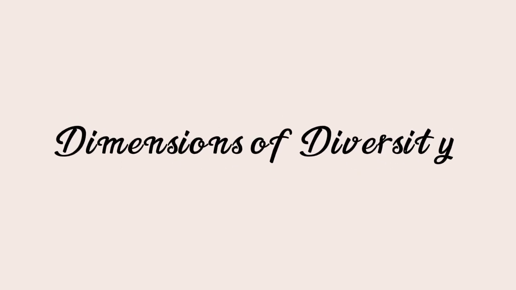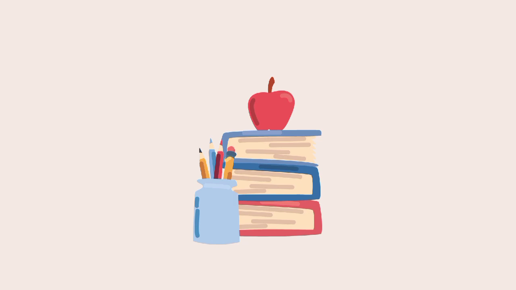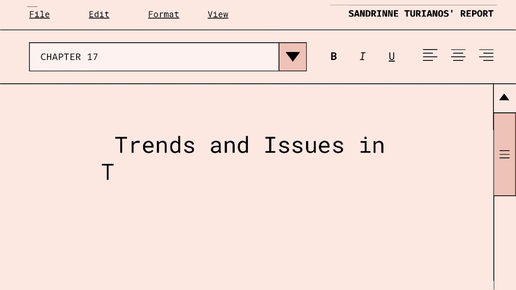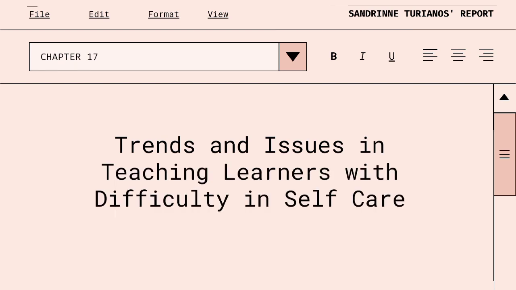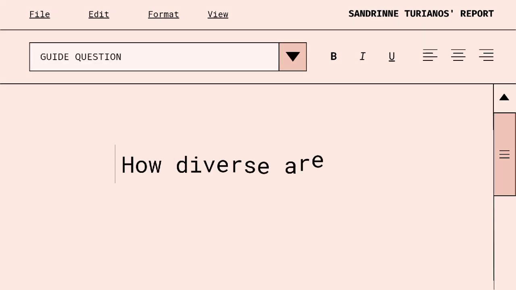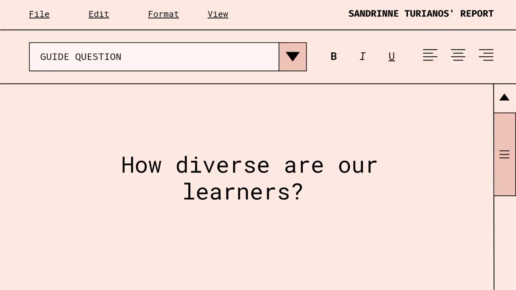On the first part of this topic, we discussed inclusion, which is said to be the process that helps overcome barriers limiting the presence, participation and achievement of the learner. So this topic is all about the trends and issues in teaching learners with disabilities with self-care. Our main focus here is the learner. That is why our guide question for this lesson is: how diverse are our learners?